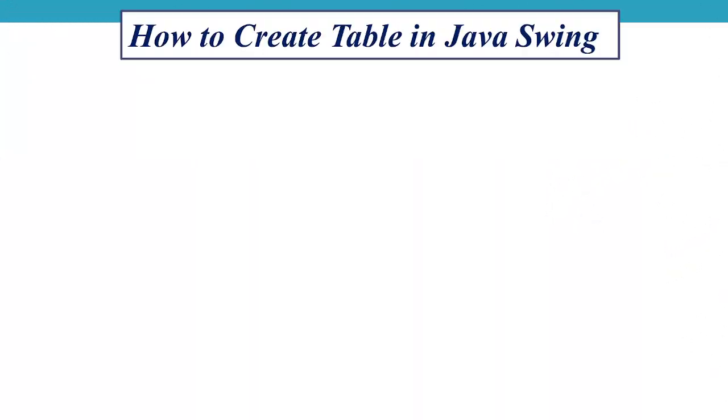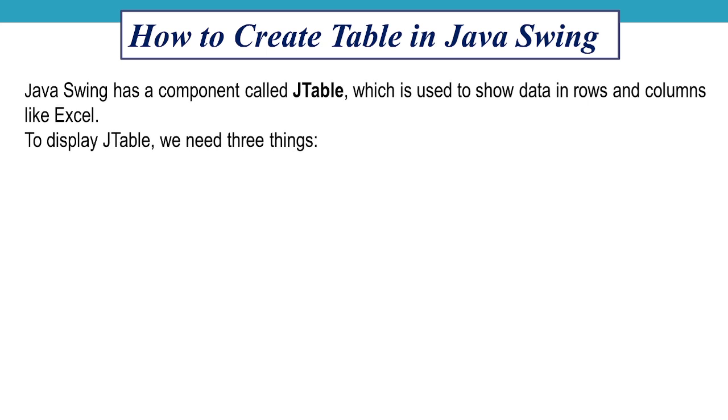This is the sixth video on Java Swing, and in this video we will discuss how to create a table in Java Swing. Java Swing has a component called JTable, which is used to show data in rows and columns like Excel. For displaying a JTable we need three things.